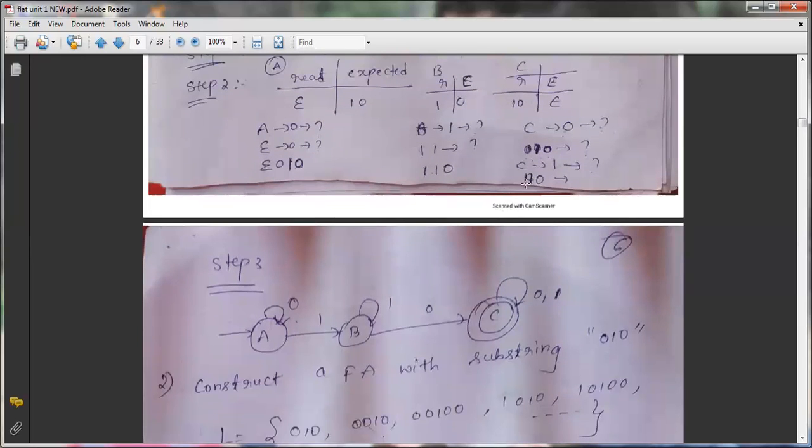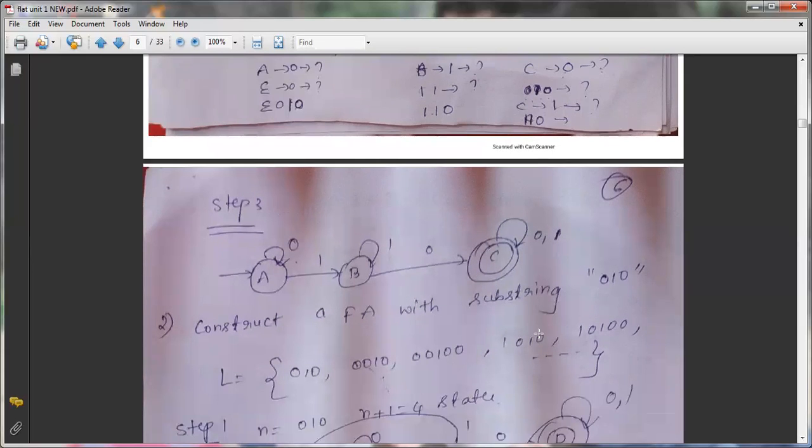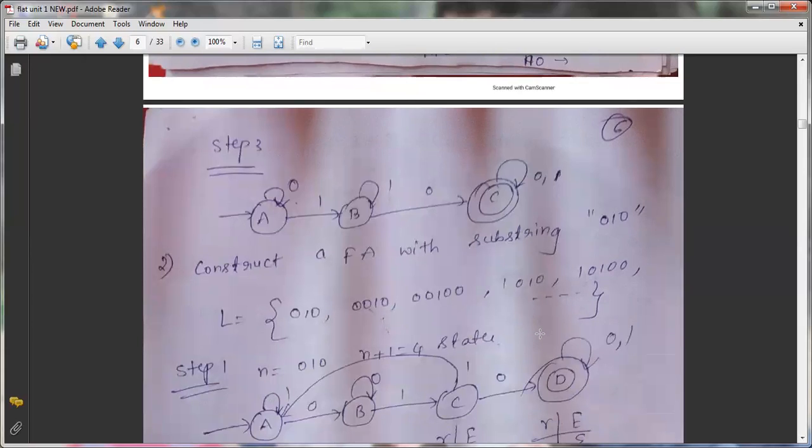And then C on 1 is going to where? We have to check. 1, 0 on 1 gives 1, 0, 1, which means the 1, 0 substring is already there, so you need epsilon. Epsilon is the expected value in C, so give a self loop on C with 0 and 1. So that's how you construct the DFA for the substring 1, 0. The next topics I will continue in the next session.